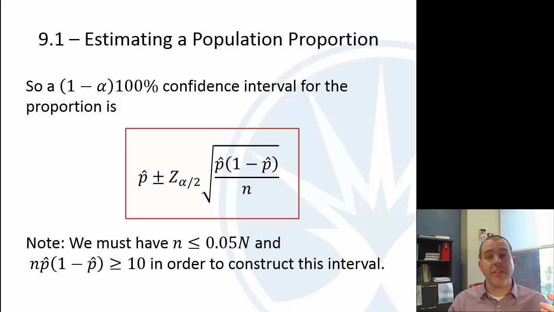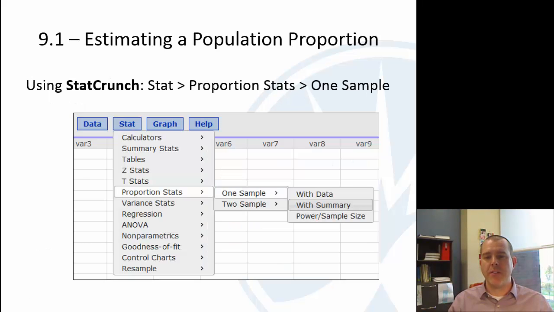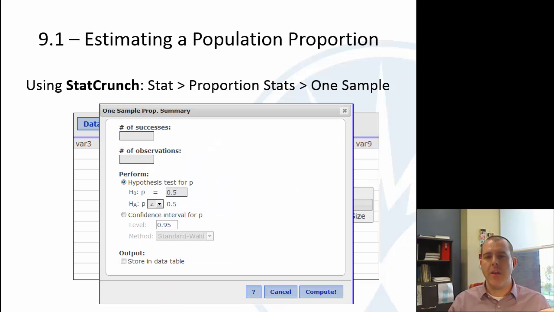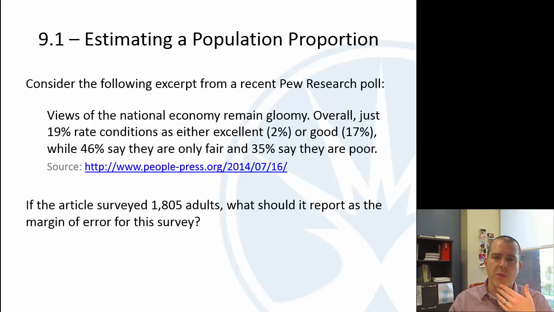All right, so let's talk about StatCrunch, and let's do a few examples. In StatCrunch, we're going to go under Stat and Proportion Stats and do one sample with summary. And I'll do some examples of this in a bit. And then we just enter in how many successes, how many total observations, and then click the confidence interval. So let's do an example.